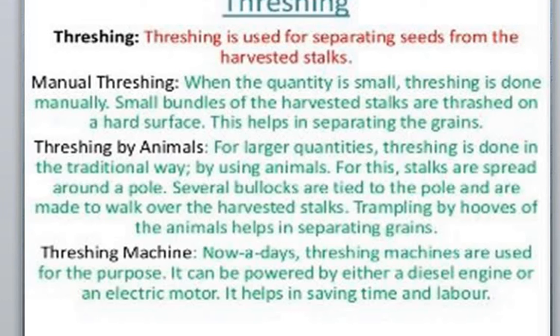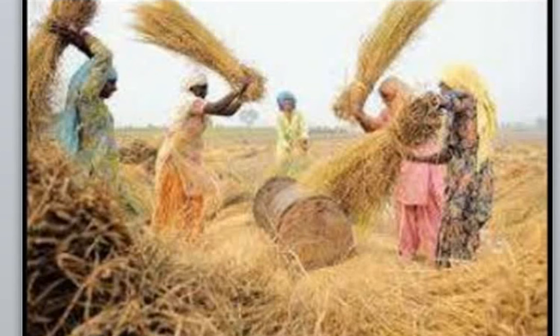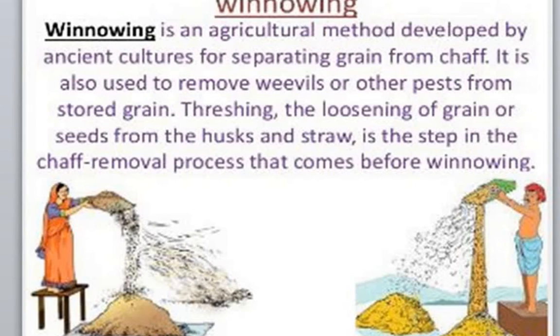Third, threshing is done by machine. Nowadays, threshing machines are used for the purpose. They can be powered by either a diesel engine or an electric motor. It helps in saving time and labor. In this image, you can see that the threshing is done by hand.